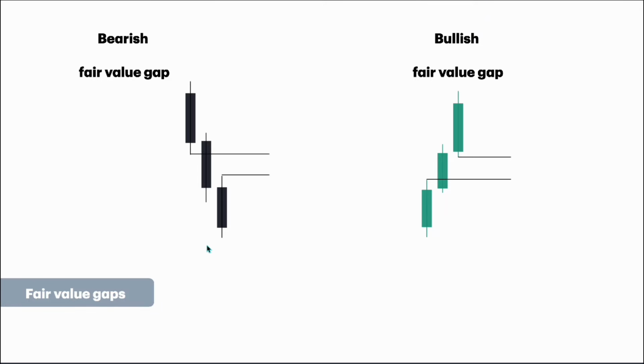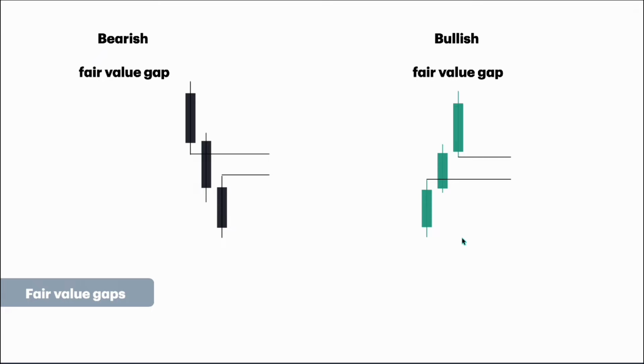We'll start with the bearish example. The first candlestick's low doesn't overlap with the third candlestick's high, leaving a fair value gap or imbalance. On the bullish side, it's the opposite. The first candlestick's high doesn't overlap with the third candlestick's low, creating a gap here.